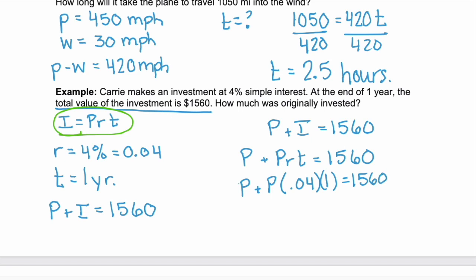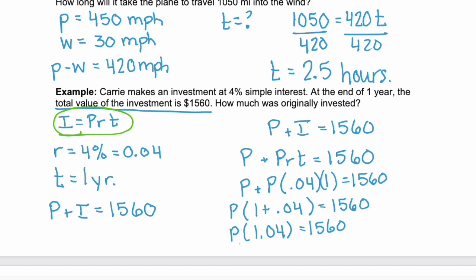Now we're going to factor out a P, and we have P times 1 plus 0.04 equals 1,560. Or P times 1.04 equals 1,560. Divide both sides by 1.04, and we get that P is equal to $1,500. So the principal that is originally invested is $1,500.